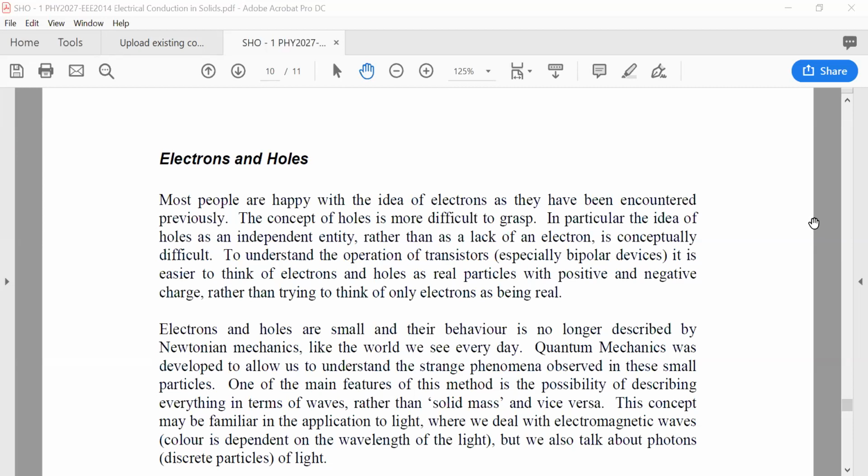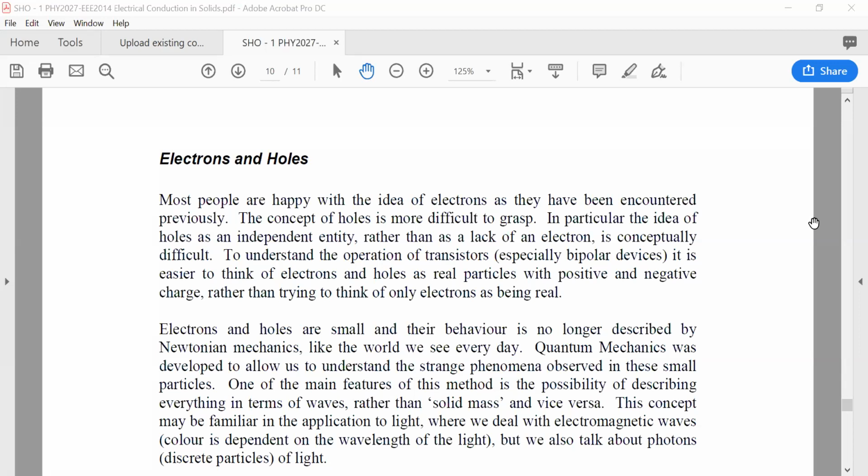Okay, hello again. This last section of your notes on conduction in solids is about electrons and holes. And it's really trying to emphasize to you that the devices operate using both the electrons and holes being important, and that an electron is really more than simply the absence of a hole. This is going to be especially important when we go through the operation of bipolar transistors.